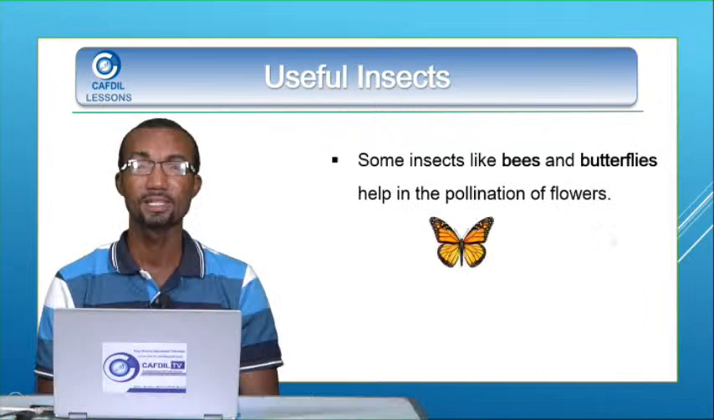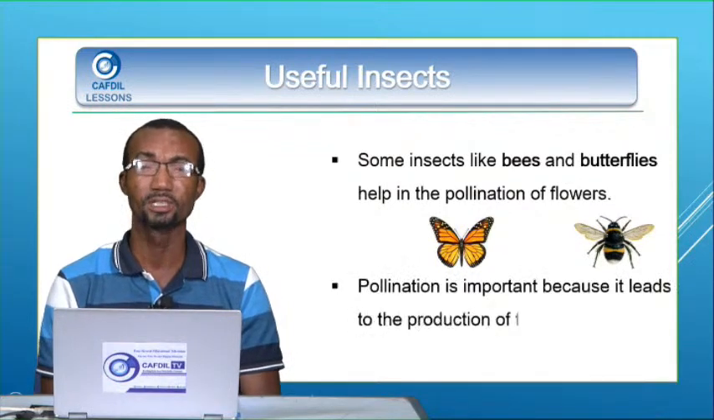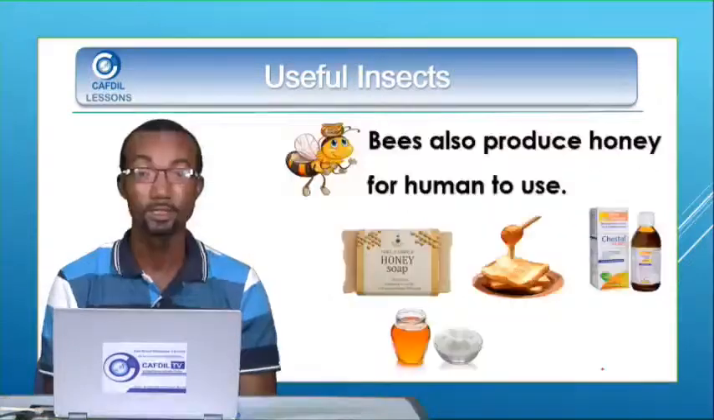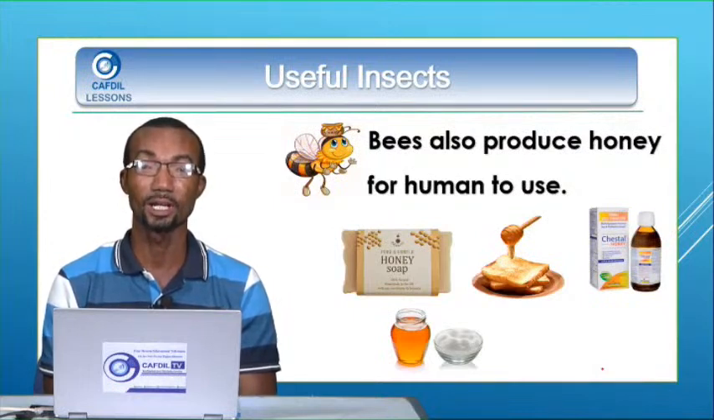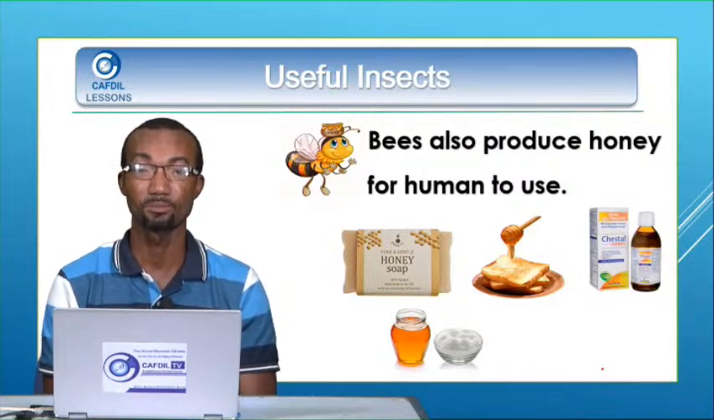Some insects like bees and butterflies help in the pollination of flowers. And what is pollination? Pollination is very important because it leads to the production of fruits we can eat. So if you are taking tea, instead of putting sugar in your tea, you can as well put honey in the tea, and it will serve the same as sugar.